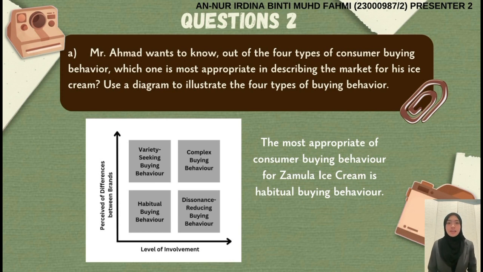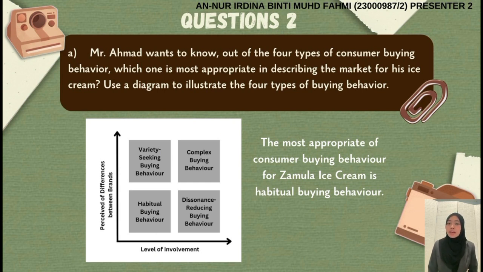As you can see from the diagram, variety-seeking buying behavior has a high perceived difference between brands and a low level of involvement in the decision-making process. Next, complex buying behavior has high perceived differences among brands, the same as variety-seeking buying behavior, but with a high level of involvement since most of the items are expensive in this consumer buying behavior.